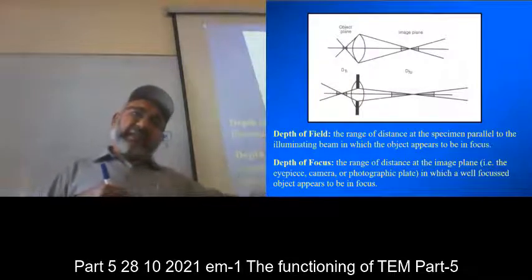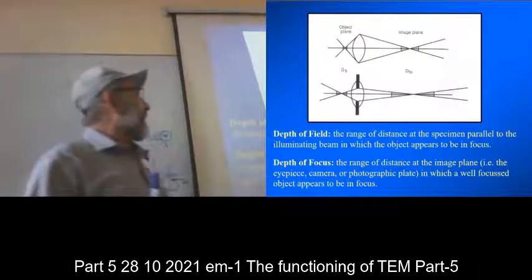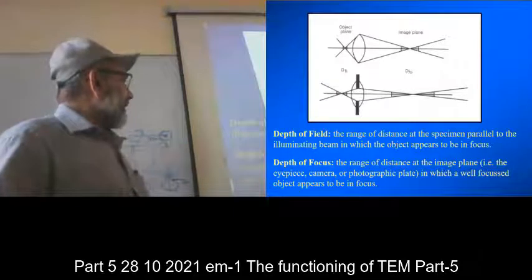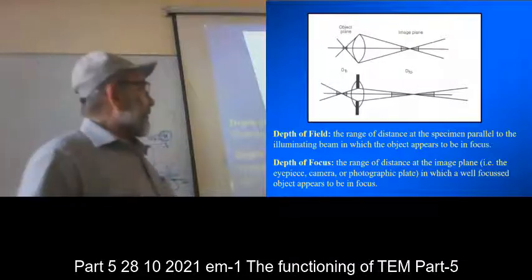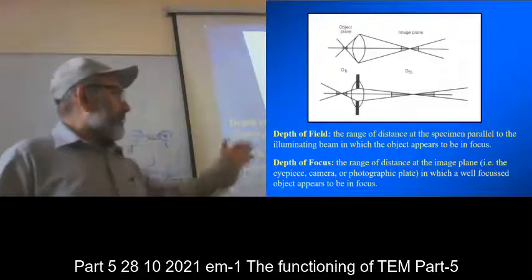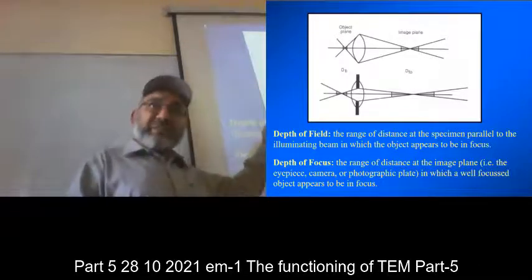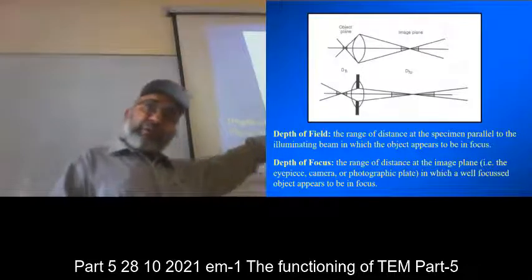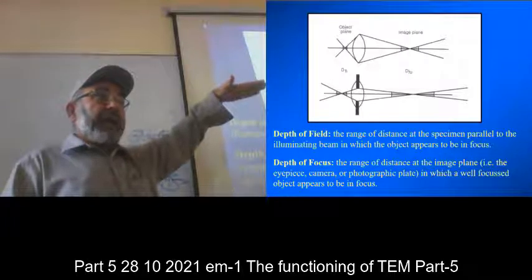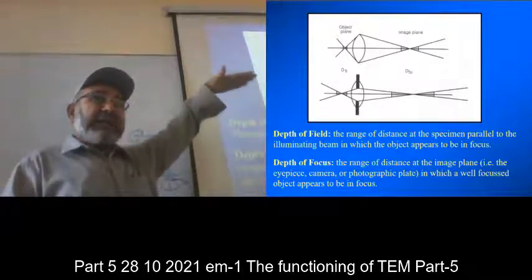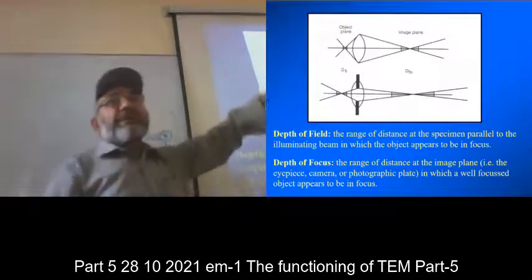Here, slightly below and slightly above are also in focus, and this is the benefit of the electron microscope. So the depth of field is the range of distance at the specimen, parallel to the illuminating beam, in which the object appears to be in focus. So it is the range of distance from the focus. It is exactly focused here, and if it is slightly above and it is still in focus, then you call it the depth of focus.